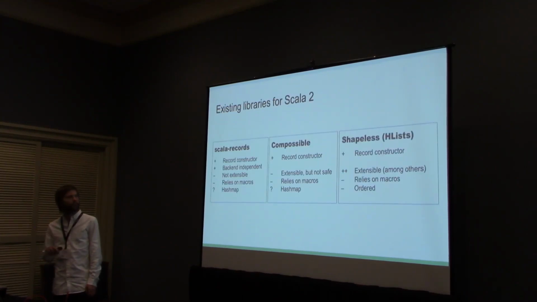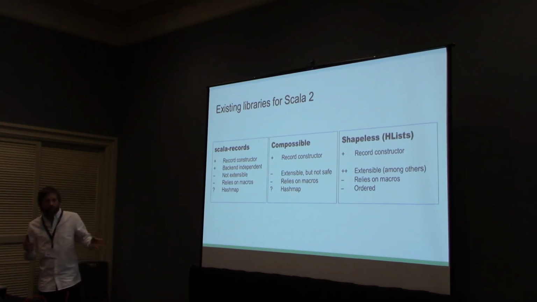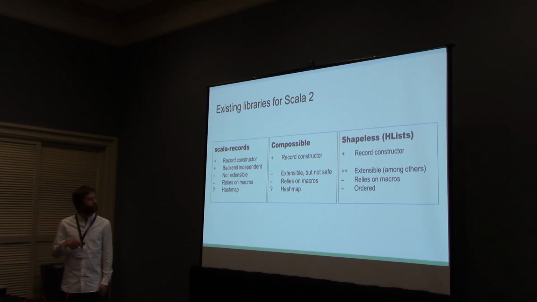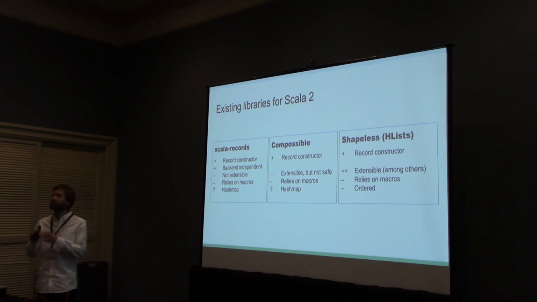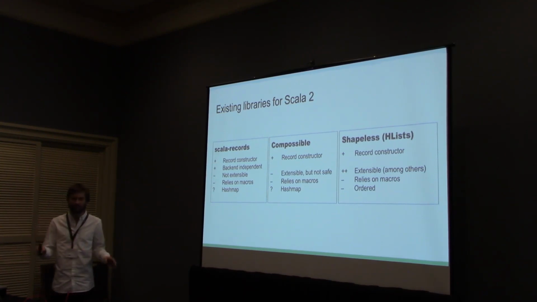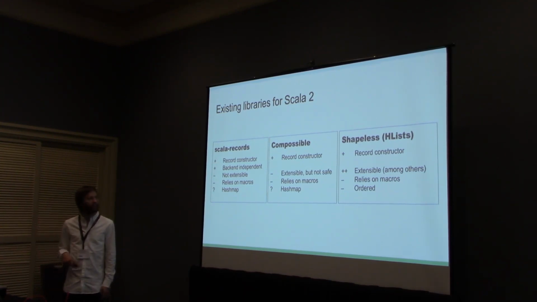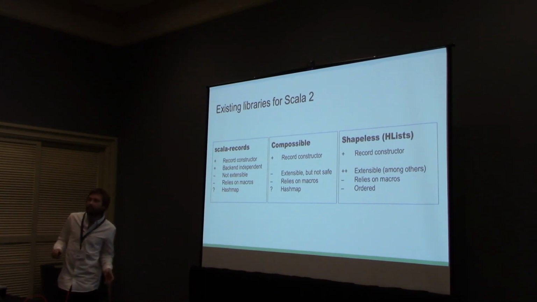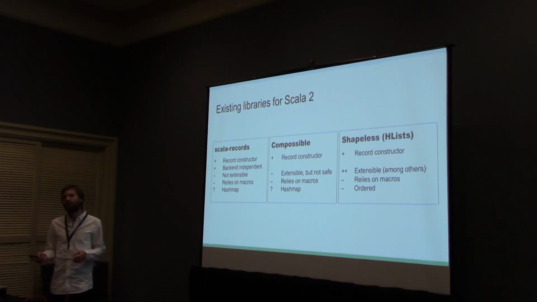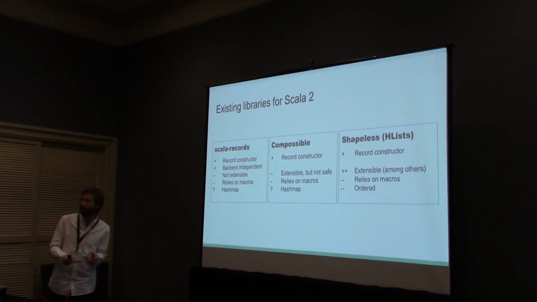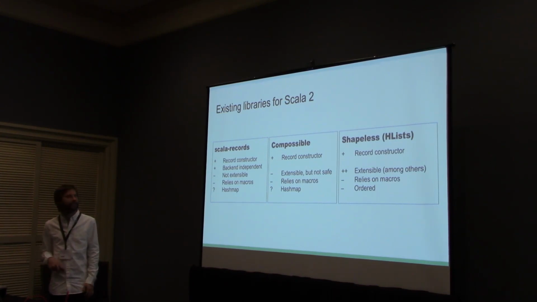And there exist some libraries to achieve this in Scala 2, but unfortunately all of them seem to have some weaknesses. They're not entirely satisfactory. For example, there's a library called Scala Records, and these records are not extensible. So what you can do basically is create these records and then access the fields, but that's it. Then we have the Compossible library. It is extensible, kind of, but it's not type safe. So if you add a field that already exists on a record, but with a conflicting type, you will get a runtime error. So that's not good.